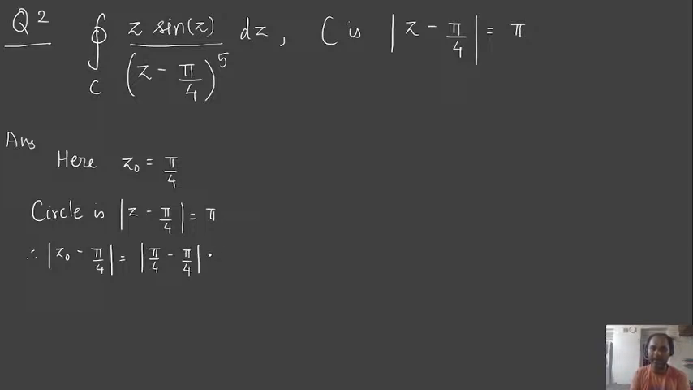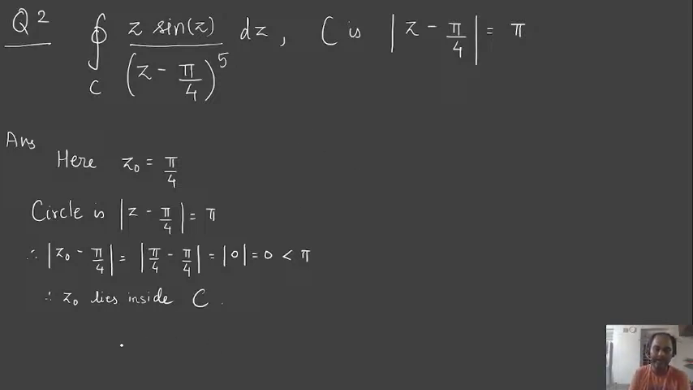Okay, and that means this is mod of 0. Mod 0 is 0, which is less than pi. Therefore z naught lies inside C. This is the thing that we have detected. Now we are in a position to write the other part of the formula.